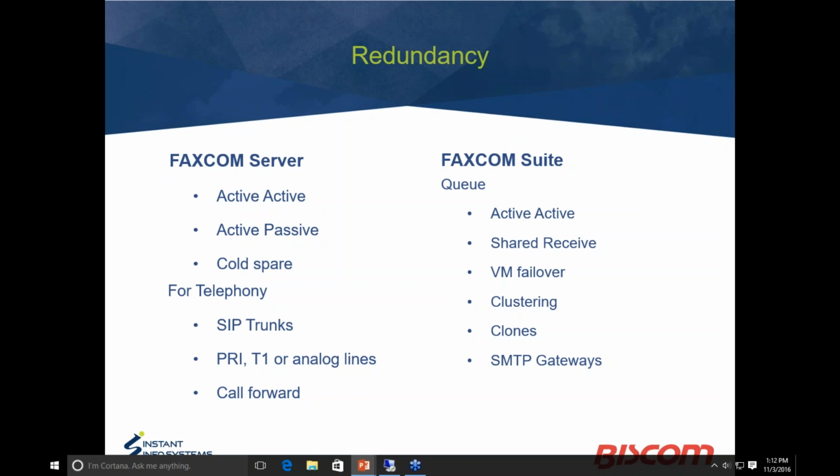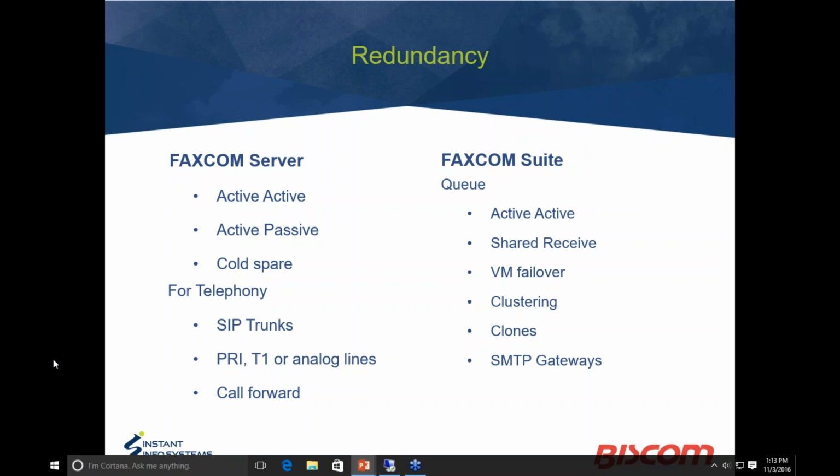PRIs and analog lines can also provide some redundancy, but you will have to consider contacting your carrier about those options. And finally, telephony equipment may call forward in the event of unavailable fax servers. If a call can't be routed, it can be sent to our hosted environment, which has been a popular option, or if you have another data center, you can route calls to another center as well.